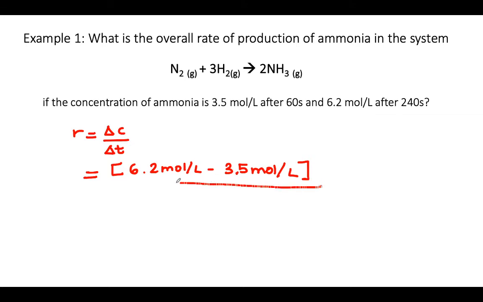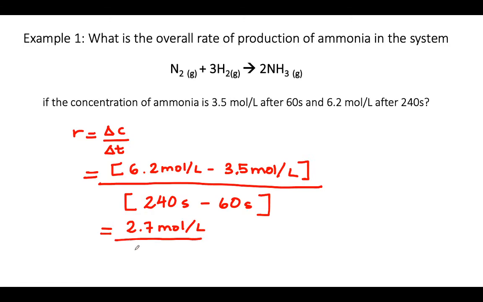Now the change in concentration is then divided by the change in time. And the change in time, I do a similar thing, 240 seconds minus 60 seconds. All right, now if I find these values, the change in concentration is 2.7 moles per liter, and the change in time is 180 seconds. If I divide these two values together, I get 0.015 moles per liter times second. So that's how you do that first example, or any example where you're asked to find the rate by using the change in concentration over change in time formula.